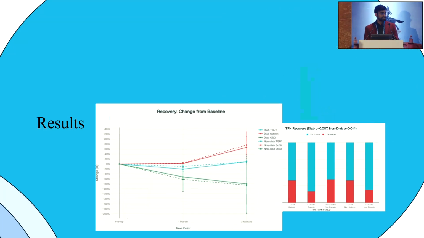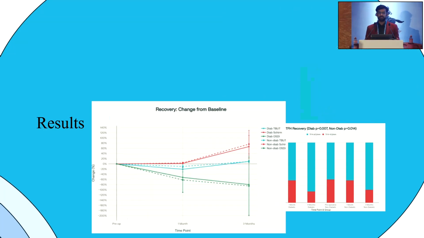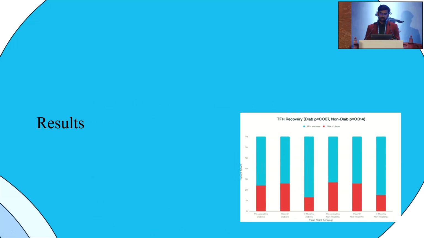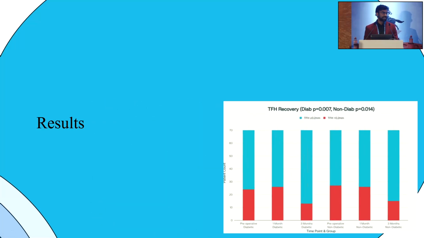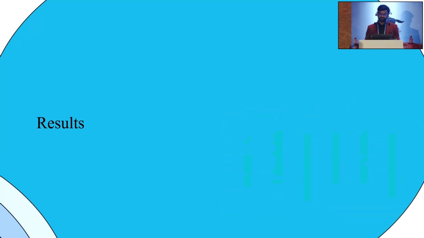Despite the changes, as we can see from this graph, both non-diabetic and diabetic patients reached the baseline level at 3 months, but the progression for reaching normal baseline was slower for the diabetic population. Then also the tear meniscus height played an important role, and we'll see how.